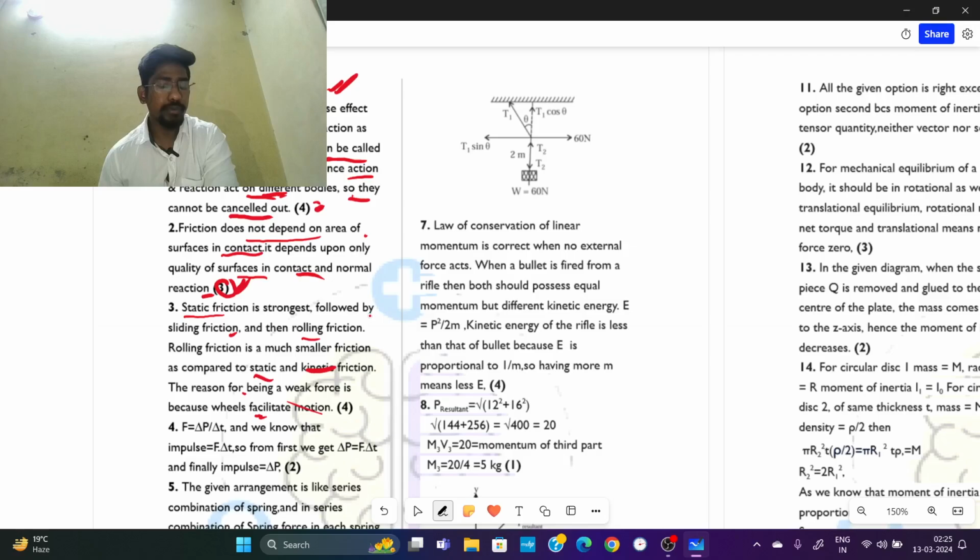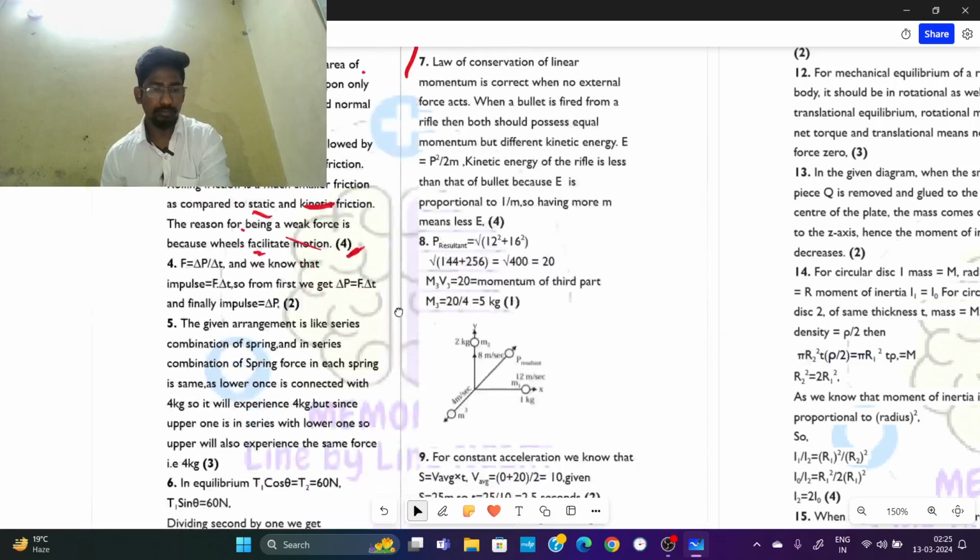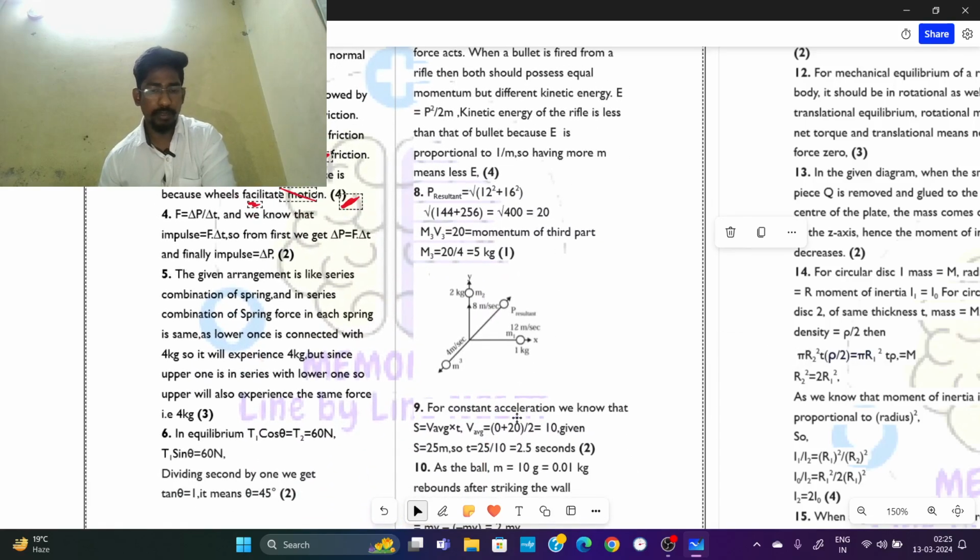Okay, so if you see the options here, in the fourth option the rolling friction is the smallest of these three, as we can see from the explanation, kinetic friction is in between, and static friction is the strongest of them all. So that means option 4 is correct. So now moving on to the next question.